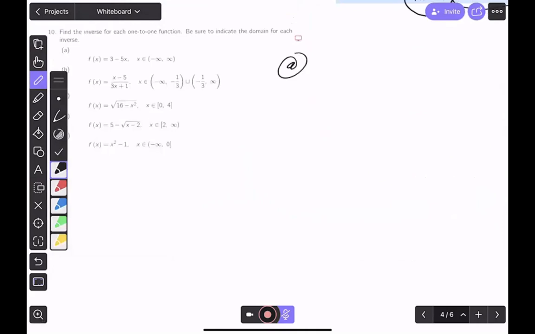And, you know, domain and range, I'll put this over here for A. Its domain is minus infinity to infinity. And its range is also minus infinity to infinity. This actually makes it a lot easier for me. What do we do? Change f of x to y. Interchange x and y. We'll look at the key later. That's going to be 3 minus 5y. Solve for y.